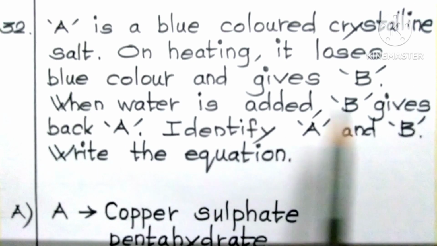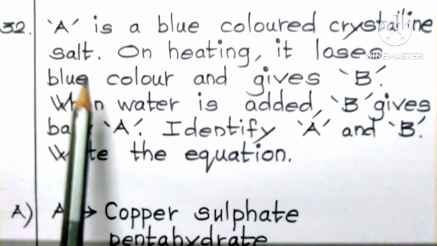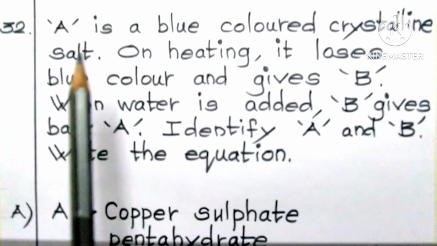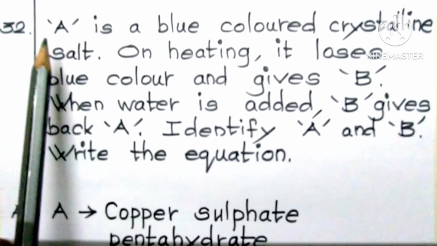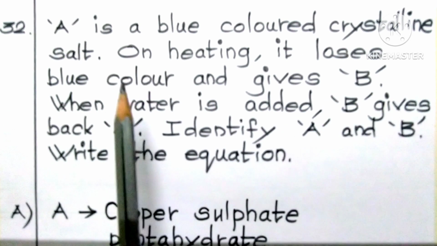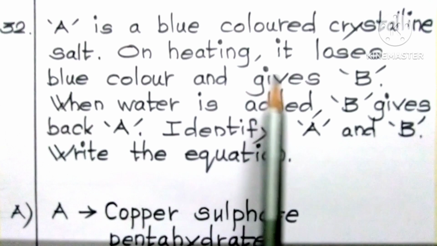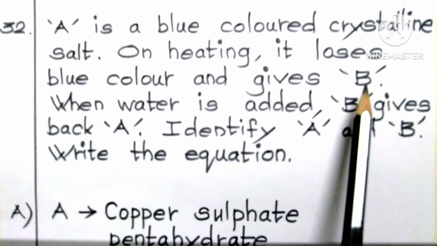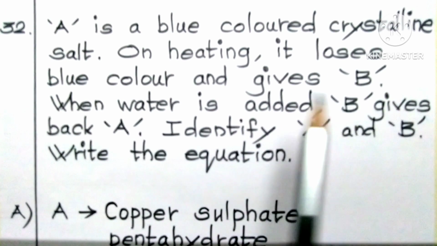Now let me explain the question. There is a crystalline salt which is blue in color. They have named it as capital A. While heating, it loses its blue color and it gives another compound named B.